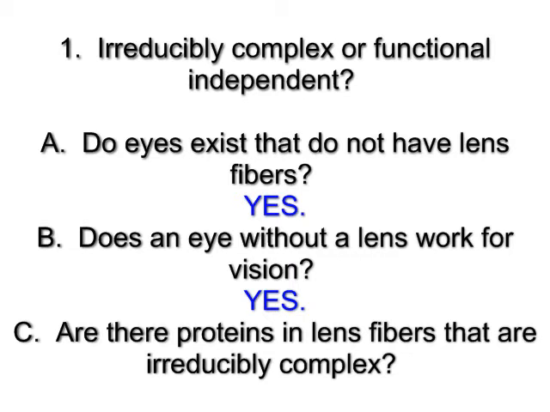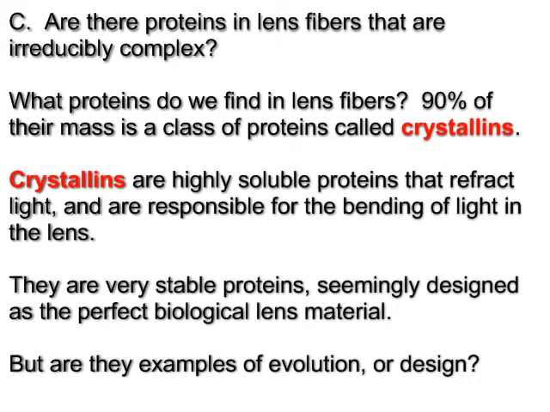That's the interesting question. What proteins do we find in lens fibers? Well, 90% of their mass is a class of proteins called crystallins. Crystallins are highly soluble proteins that refract light and are responsible for the bending of light in the lens. They are very stable proteins, seemingly designed as the perfect biological lens material. But are they examples of evolution or design?